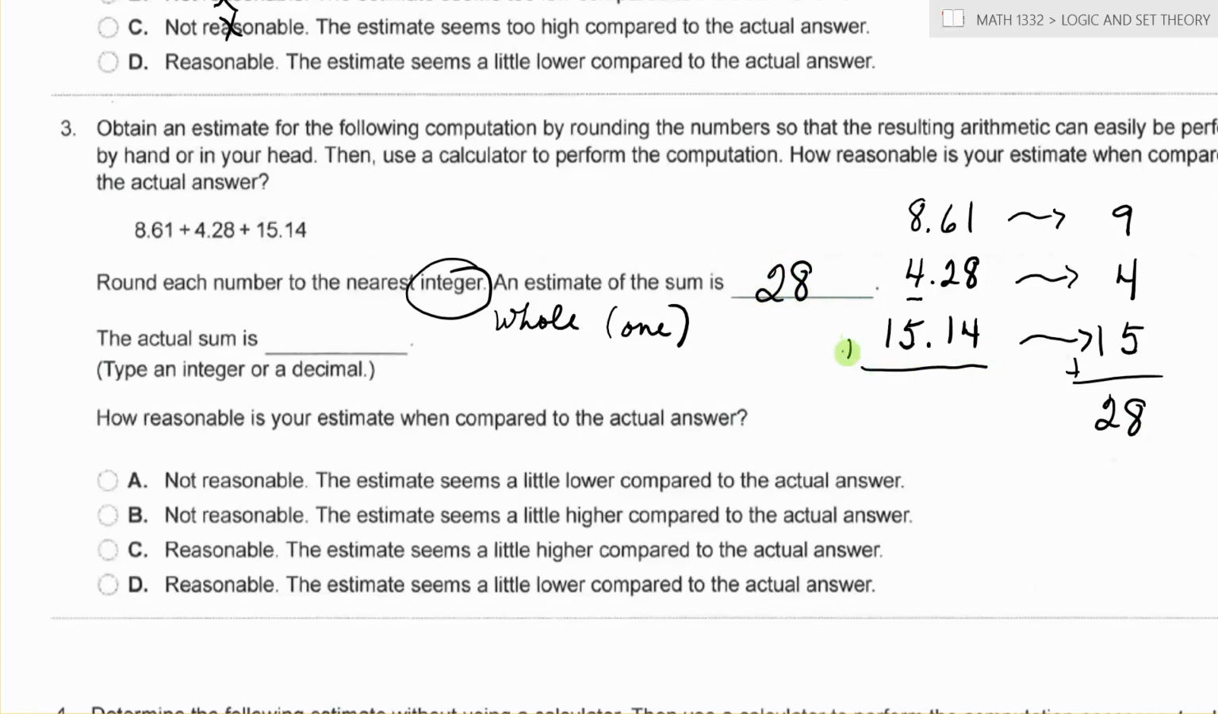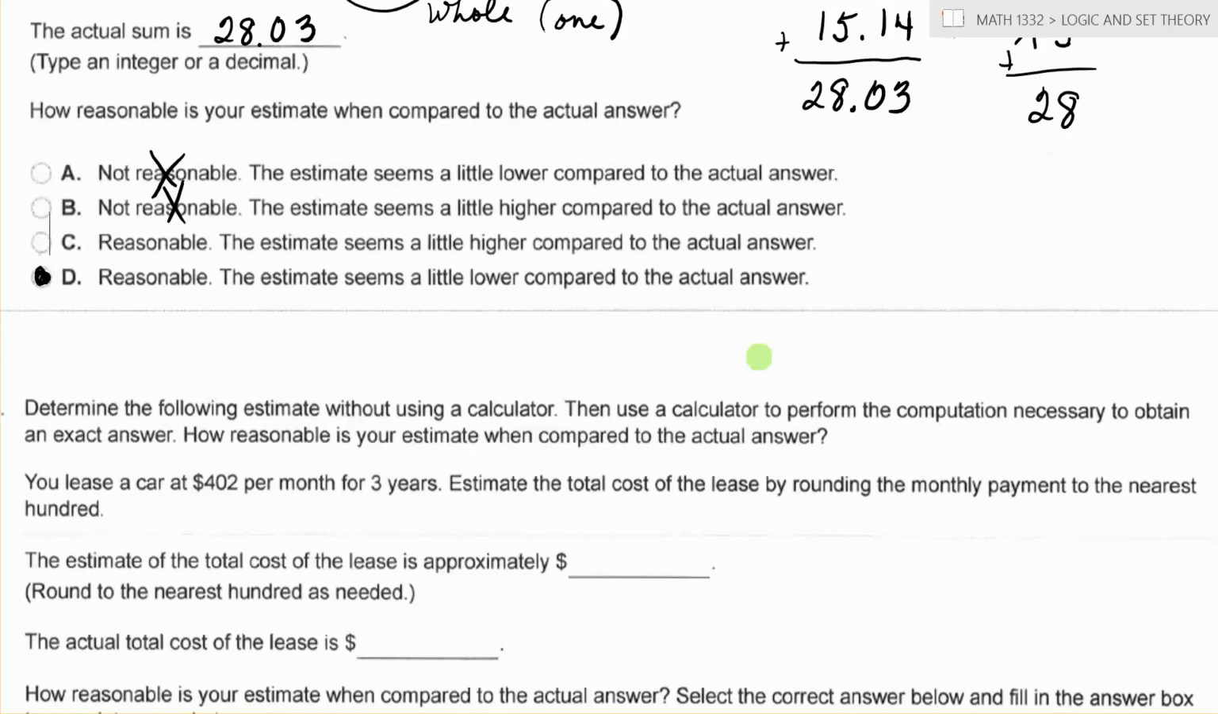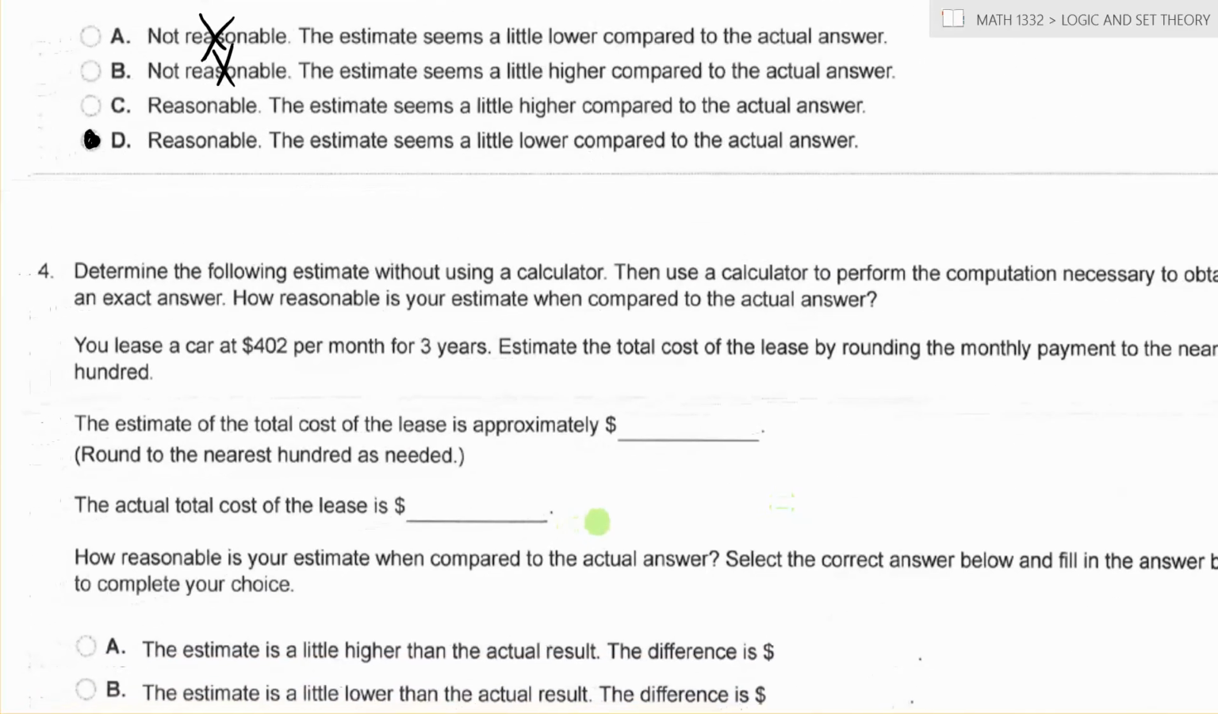Then I need to do the actual, and I can either do those by hand or I can type it in my calculator, and I get 28.03. 28 versus 28.03. Once again, I think that's very reasonable, so I'm going to mark off those two. The estimate this time is just a little bit lower than the original, so I will make that be choice D. All right, number 4.